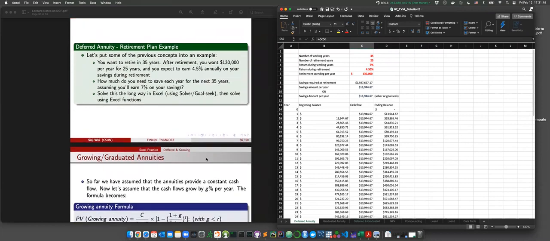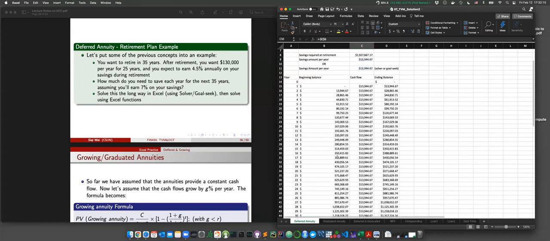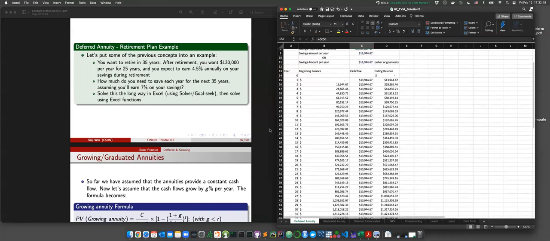So this is a typical deferred annuity problem. Typically, it fits into the context of a retirement plan. Suppose you want to retire in 35 years. After the retirement, you want to have this amount of money per year for 25 years. Essentially, you want to get a cash flow at this level.